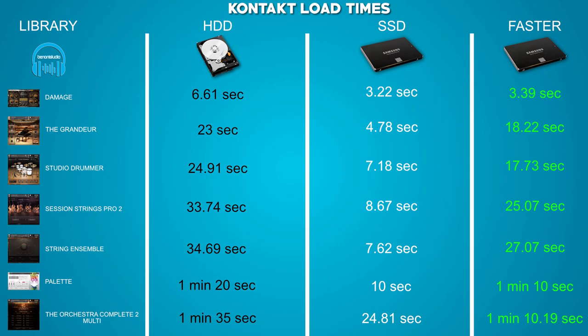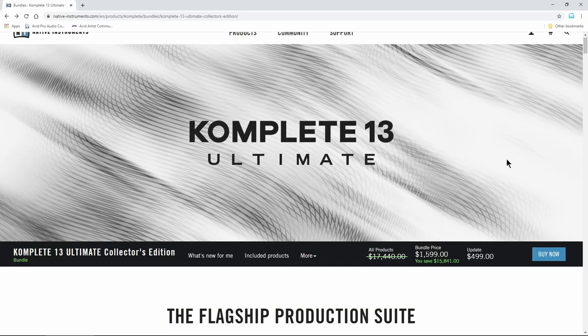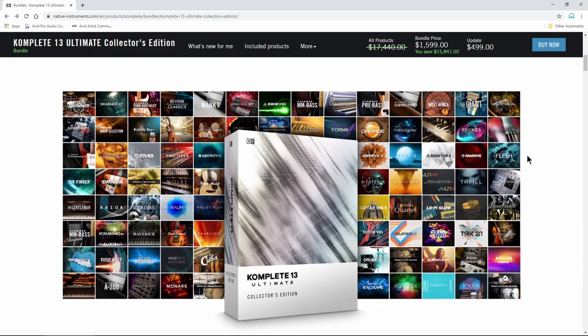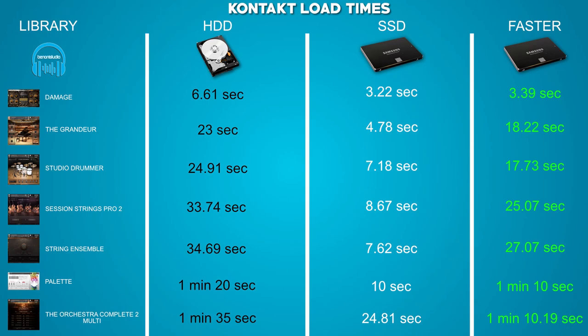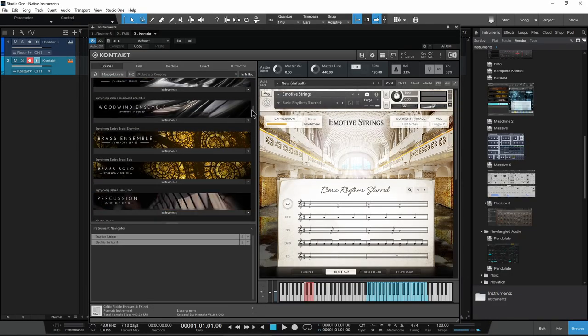And even though an SSD large enough for the entire Complete Collector's Edition is about 2 to 4 times more expensive than a hard disk drive, it's definitely a recommended upgrade because of the faster load times and better performance in Native Instruments KONTAKT.